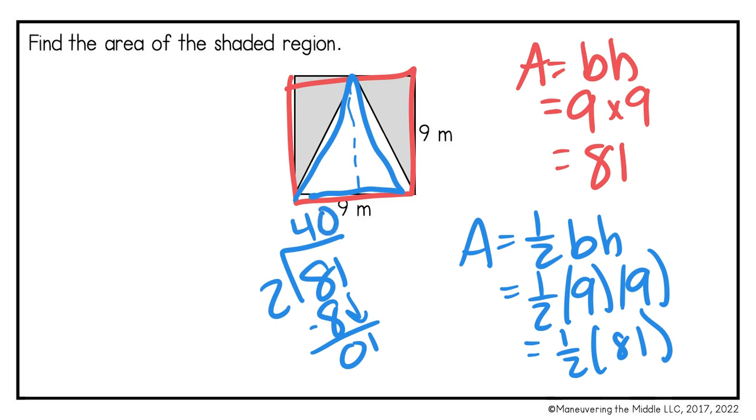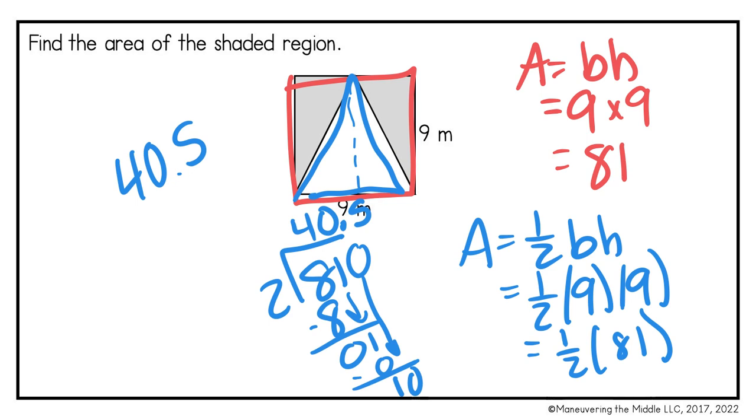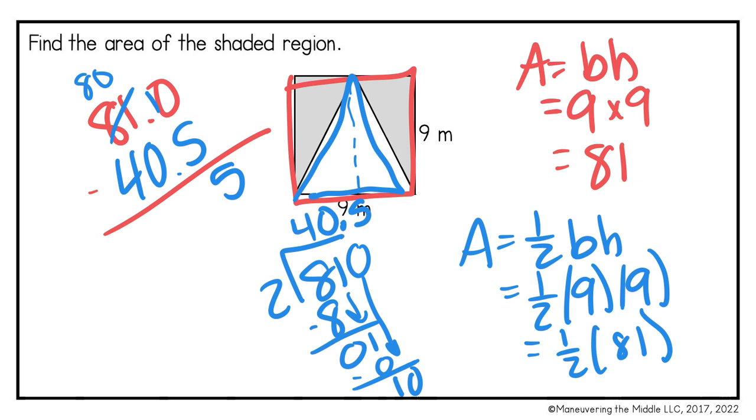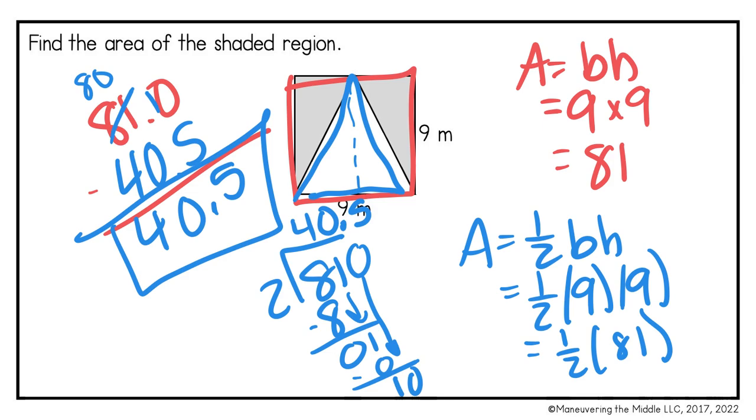2 can go into 1 0 times. So 0, bring down a 0 and add a decimal. 2 can go into 10 5 times. So it is 40.5 for the triangle. And we have to subtract that from 81. So if you subtract, so 10 minus 5, 0, 4. So the area of the shaded region is 40.5.